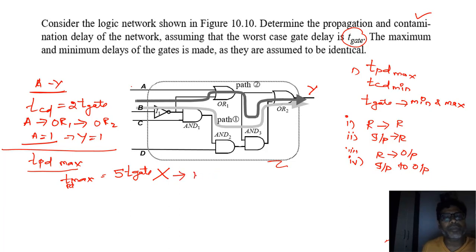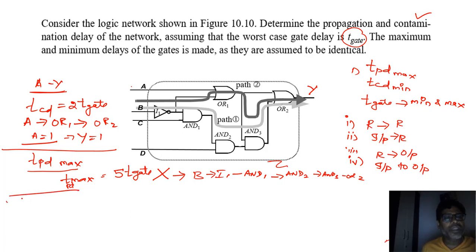The path from B to I1, AND 1 to AND 2, AND 3 and R2. This will never come into existence. How do we claim this? Let's see this.